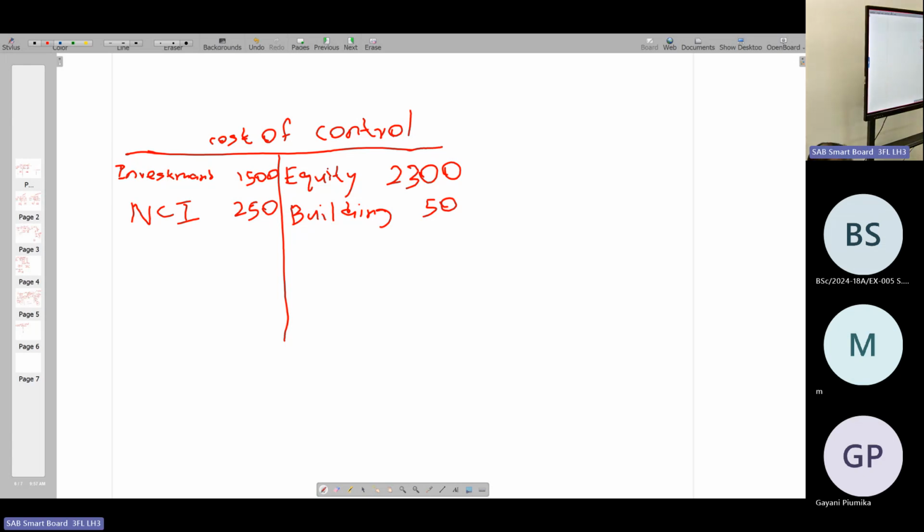S company had not recognized publishing title in its own financial statement. This was deemed to have fair value of 8 million. Publishing title. That's the intangible asset. Double entry. Intangible asset debit. Cost of control.